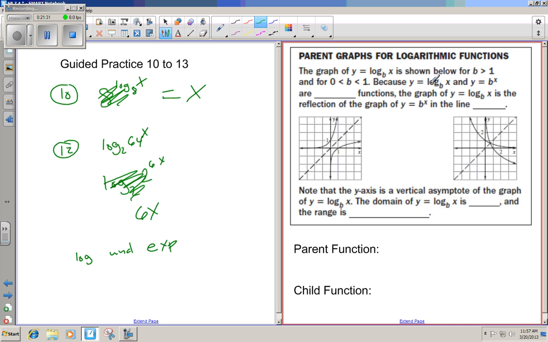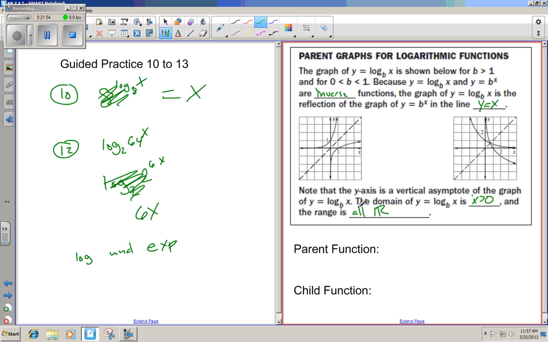Because y equals log base b of x and y equals b to the x are inverse functions, the graph of y equals log base b of x is the reflection over the line y equals x. So, in this case, x is greater than 0, and the range is all real numbers.